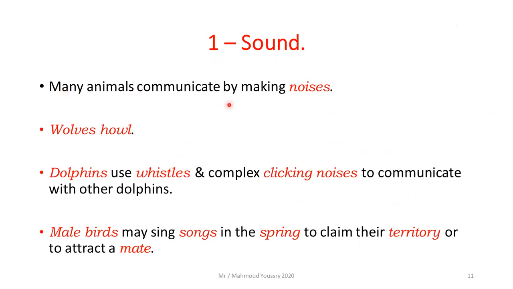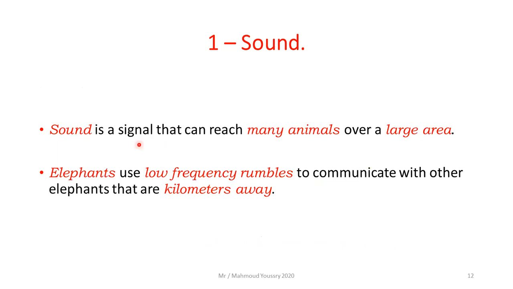Many animals communicate by making noises. The wolves howl, dolphins use whistles and complex clicking noises to communicate with other dolphins. Also, the male birds may sing songs in the spring to claim their territory or to attract a mate. Sound is a signal that can reach many animals over a large area. Elephants, for example, use low-frequency rumbles to communicate with other elephants that are kilometers away.